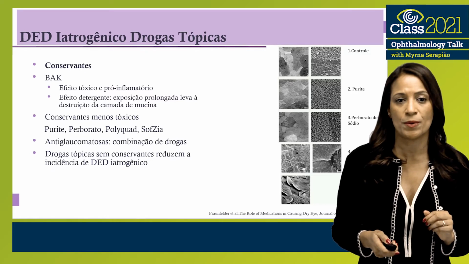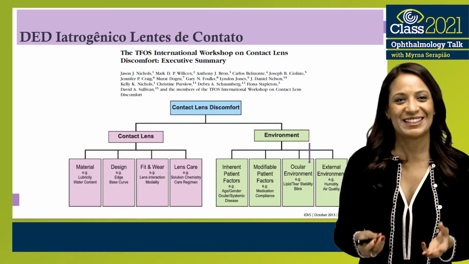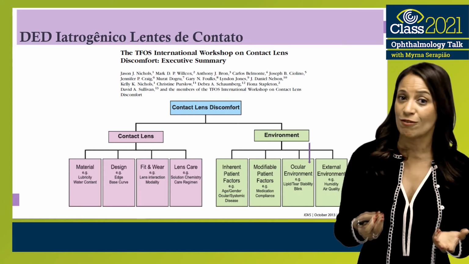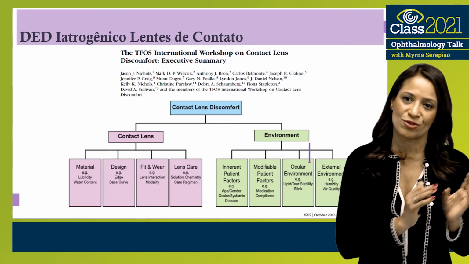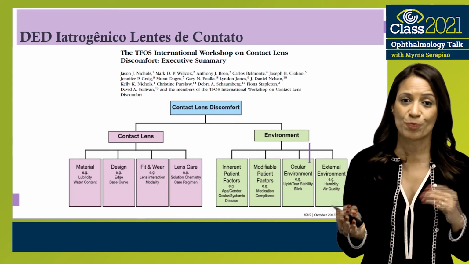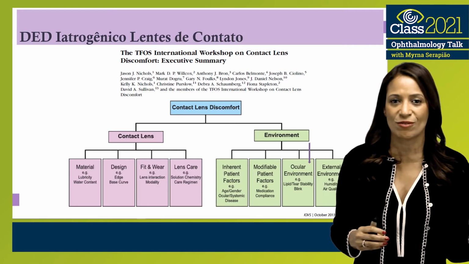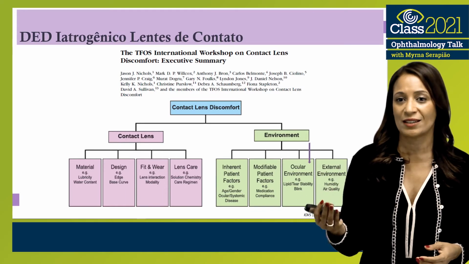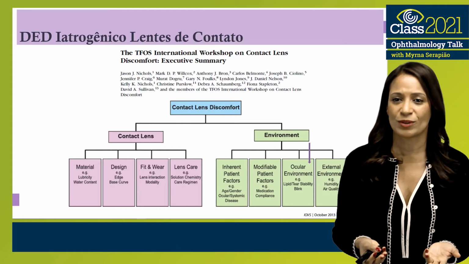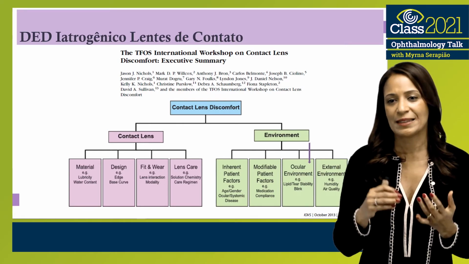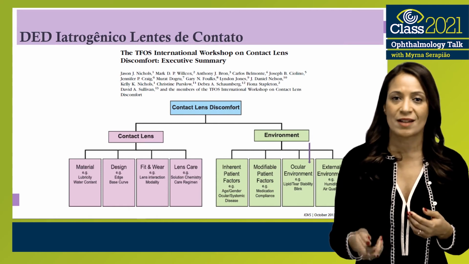Another area of great importance is that of iatrogenic dry eye induced by contact lenses. There was also a workshop related to the discomfort which is related to the contact lens use, and we can observe the two major groups of etiology are those related to the contact lens on the left and on the right related to environment. And here we will specifically talk about the impact of the contact lenses on the lipid layer and on the stability of the tear film and the issue of blinking. All of this can be related to the use of contact lenses.